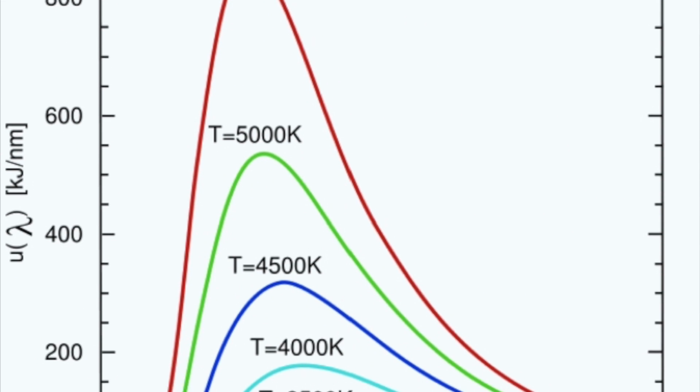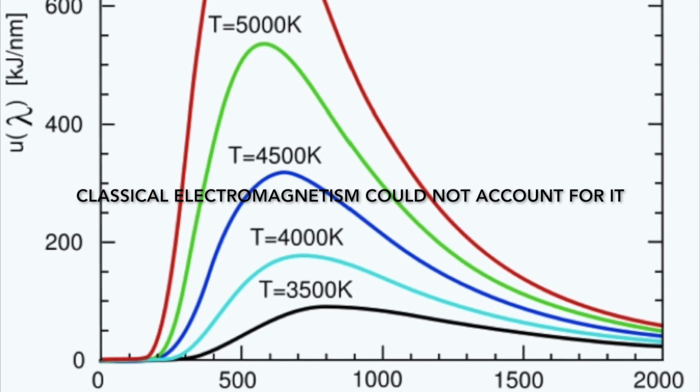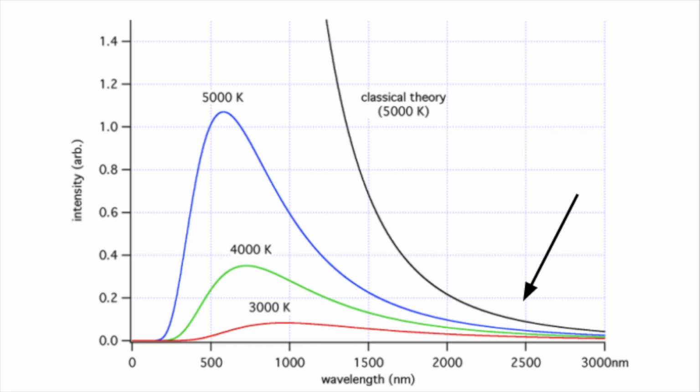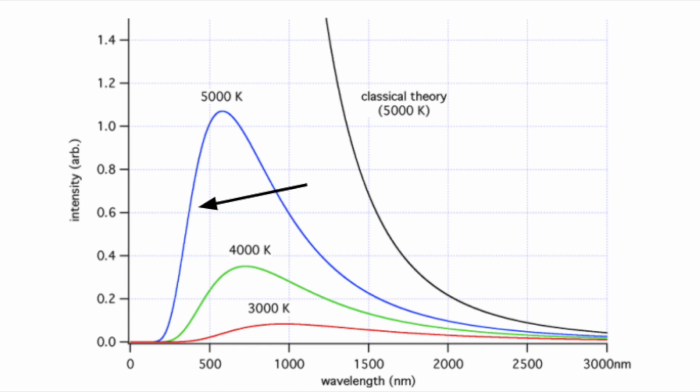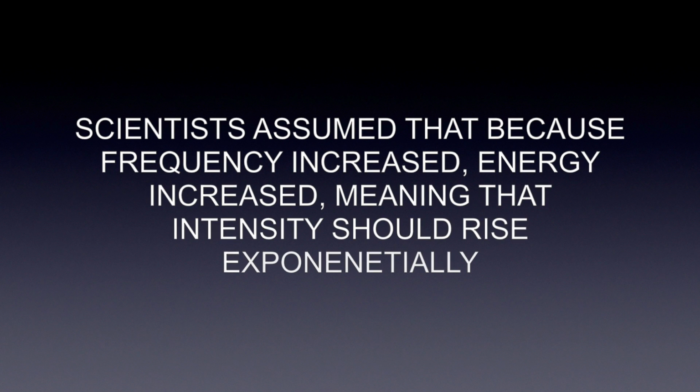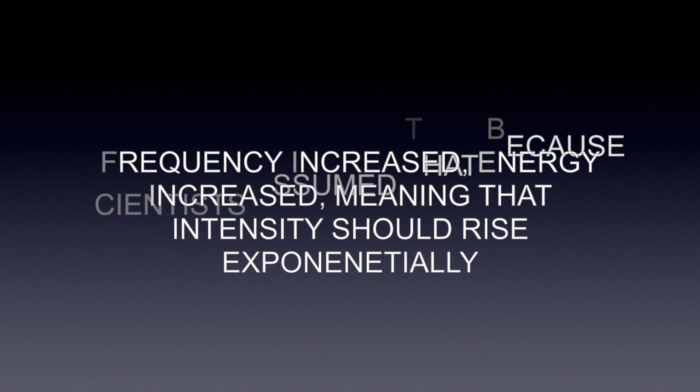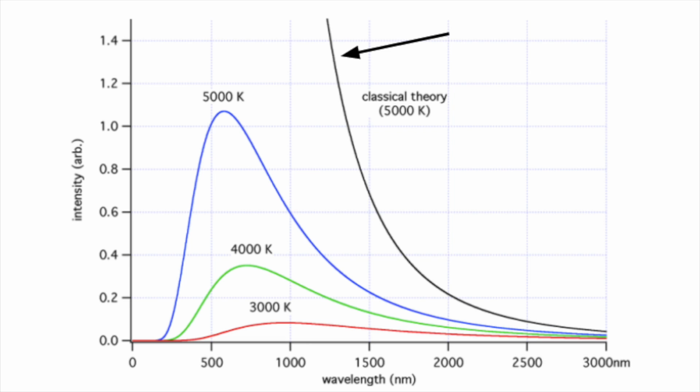The problem with the blackbody spectrum was that classical electromagnetism could not account for it. Mathematical models attempting to produce these distributions were able to fit the data for the longer wavelengths, such as infrared or radio waves, but were unable to predict that shorter wavelengths would decrease in intensity. Scientists assumed that because frequency increased, energy increased, meaning that intensity should rise exponentially. Simply put, according to classical physics, the blackbody should emit infinite amounts of UV radiation.